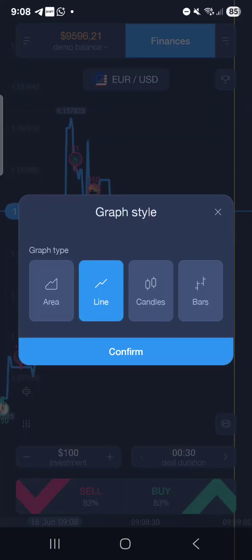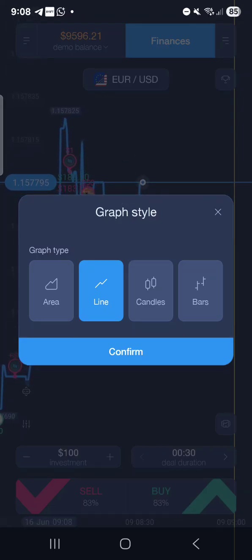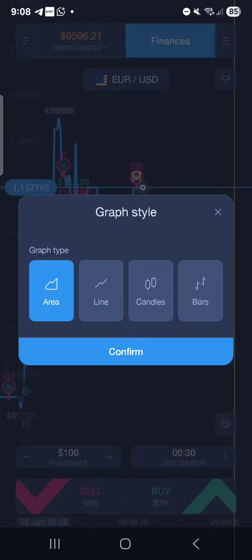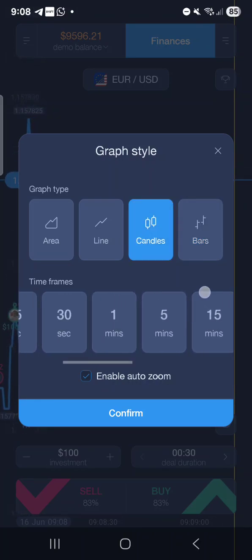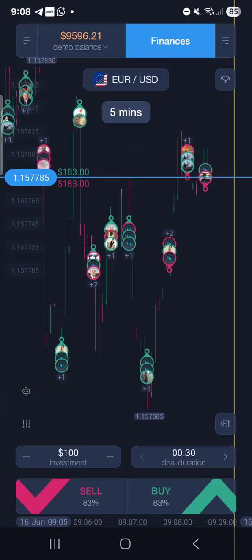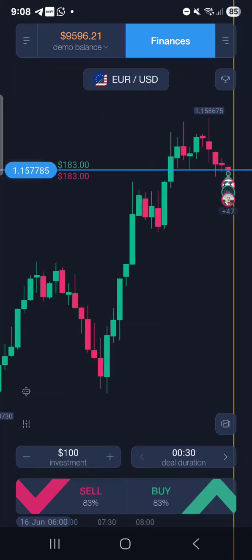When you click on this box here, you are going to see that you can change it. If you want it to be in area, you change it. If you want it to be in candle, or in bars. So I like using candlesticks because I'm familiar with candlesticks. So I choose candlesticks. You can choose the time frame. Let's say 5-minute time frame. You click on confirm. You see it has changed to candlesticks.